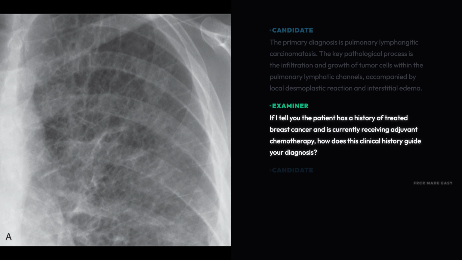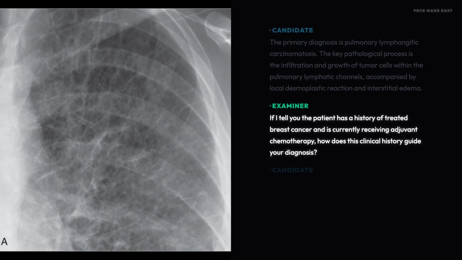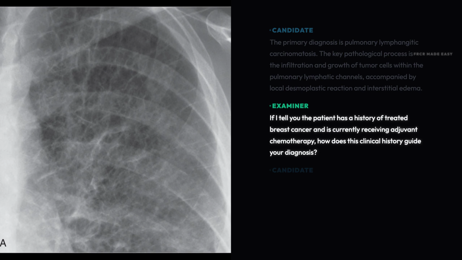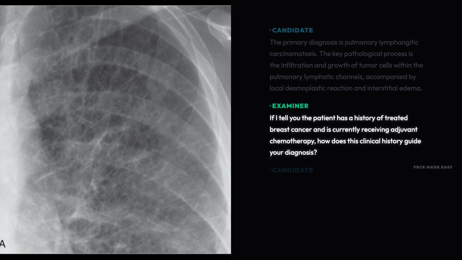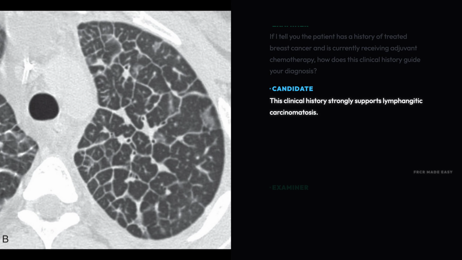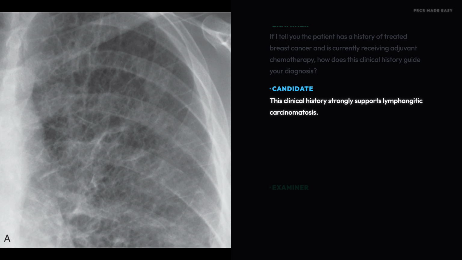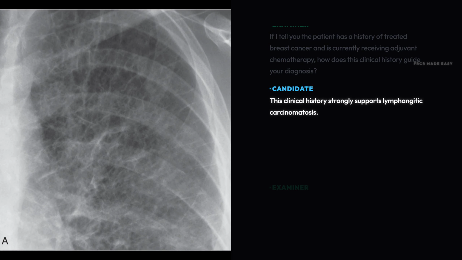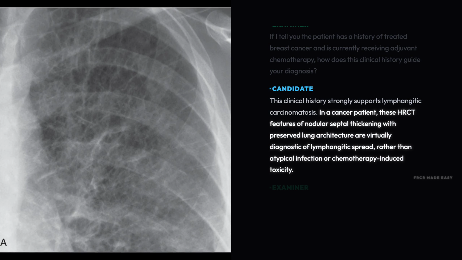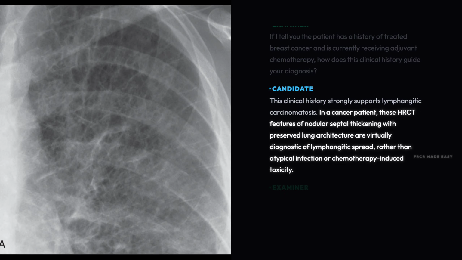If I tell you the patient has a history of treated breast cancer and is currently receiving adjuvant chemotherapy, how does this clinical history guide your diagnosis? This clinical history strongly supports lymphangitic carcinomatosis. In a cancer patient, these high-resolution computed tomography features of nodular septal thickening with preserved lung architecture are virtually diagnostic of lymphangitic spread, rather than atypical infection or chemotherapy-induced toxicity.